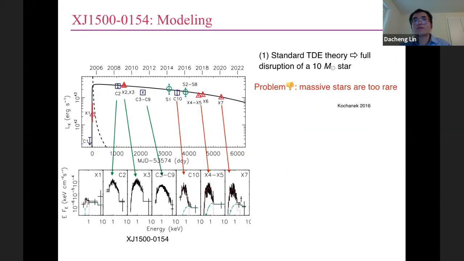So how do we explain the long duration of this event? If we just base it on the standard theory of TDE, we will require the disruption of about a 10 solar mass star. Such a star is simply too rare, and we don't expect to detect a TDE from them, even though this is a dwarf starburst galaxy.